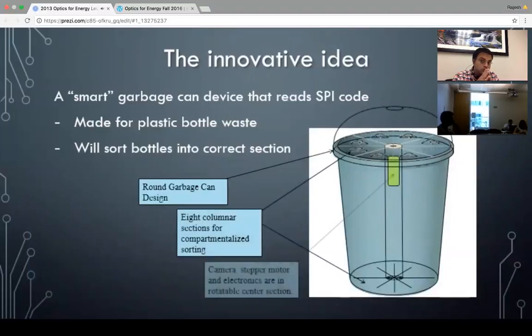Above this center columnar section is a dome top with an enclosure that holds the plastic bottle on an incline. When the bottle is dropped in, the algorithm reads the SPI code from the image, determines which bin to rotate towards, and opens a door and lets gravity take over to do the sort.